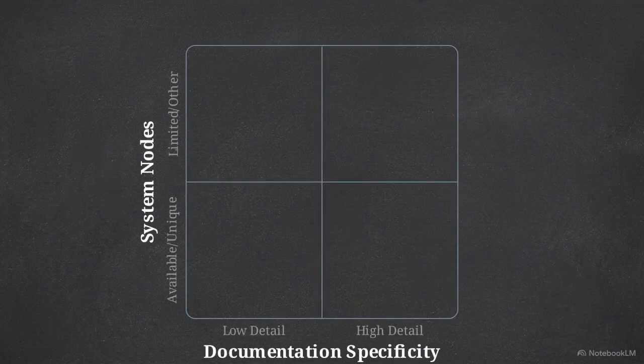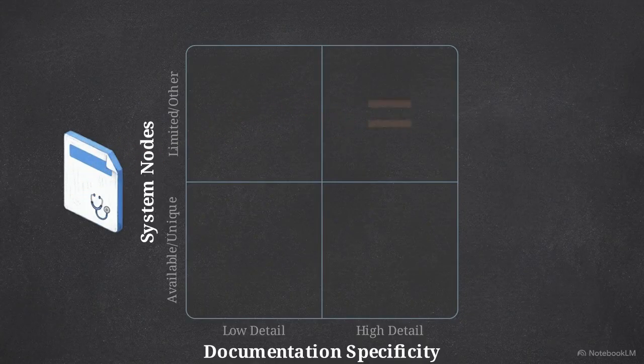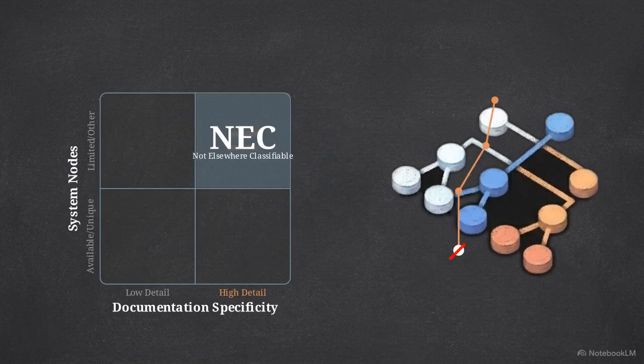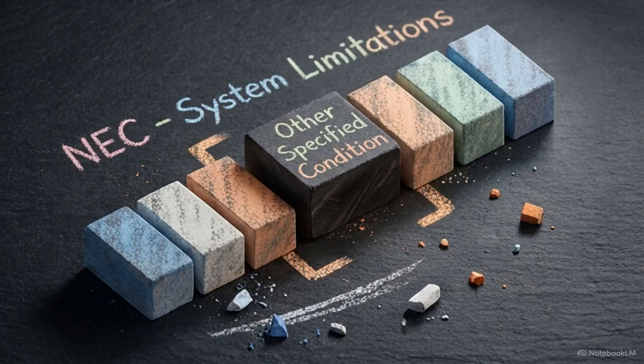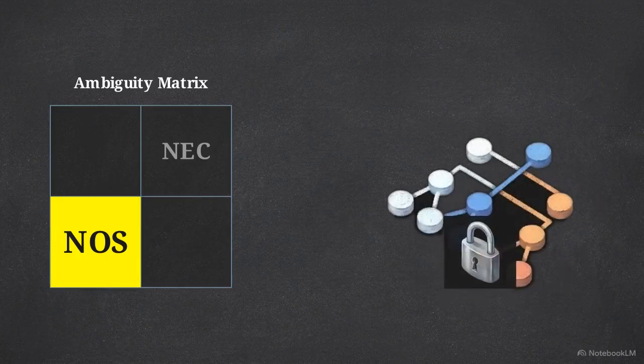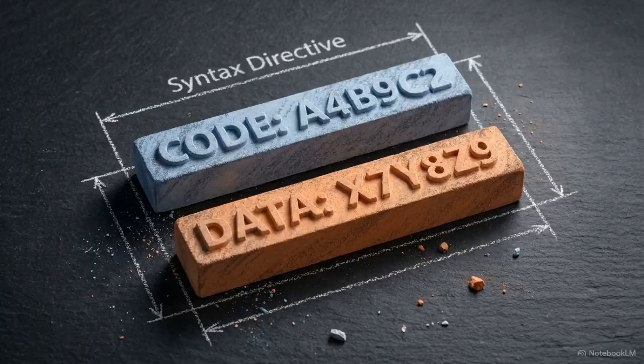In a clinical setting, documentation frequently lacks the exact specificity that the coding architecture demands. This matrix illustrates how the system mathematically processes missing information using 2 specific logic operators, NEC and NOS. NEC, or not elsewhere classifiable, is used when the provider's documentation is highly specific, but the database lacks a corresponding unique node for that exact condition. NEC represents a system limitation. It forces you to select an other specified code to capture the clinical detail without breaking the classification structure. NOS, or not otherwise specified, is used when the system has deeper subcategories available, but the provider's documentation is too vague to use them.